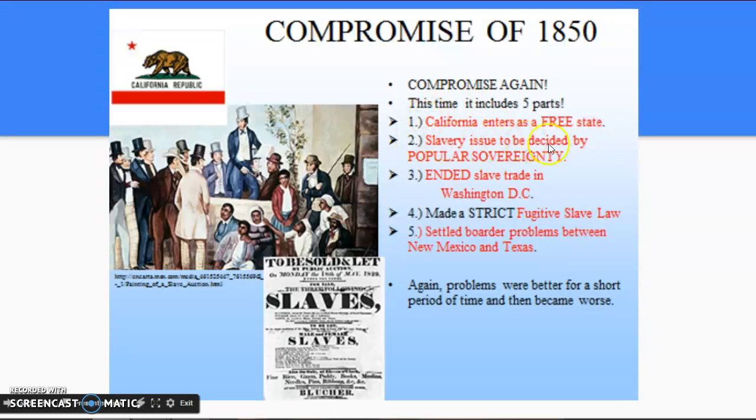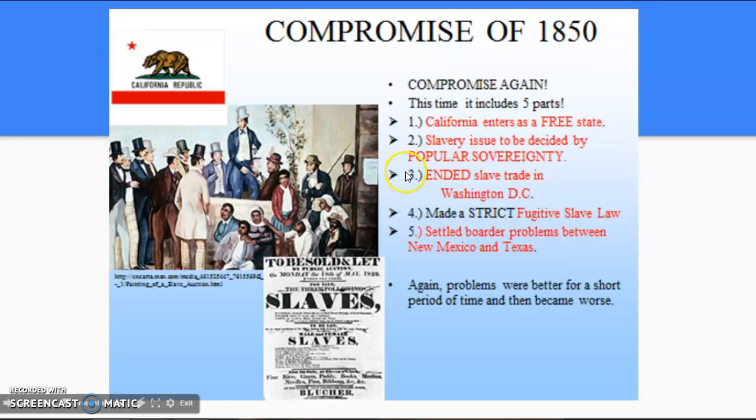So you had California entered as a free state, and now instead of that line being drawn that says, well, in the North there's no slavery, in the South there is, now the issue is going to be decided by popular sovereignty, which means that people can vote to decide in their own state or their own territory. So that's giving, in some ways, more rights to the people in different states or territories, but of course allowing a vote on slavery is very much obstructing the freedoms and rights of the enslaved people.